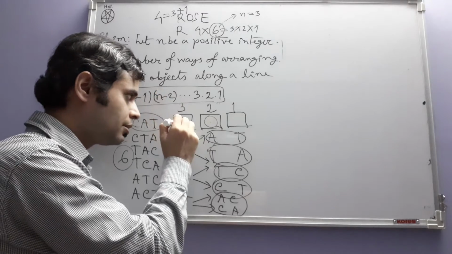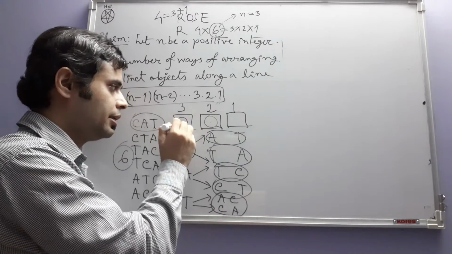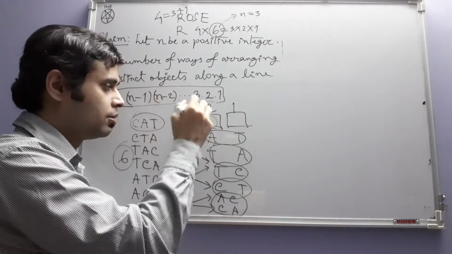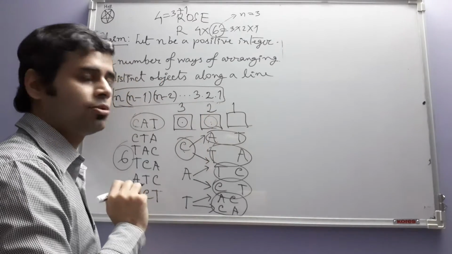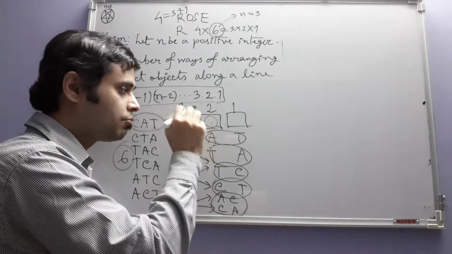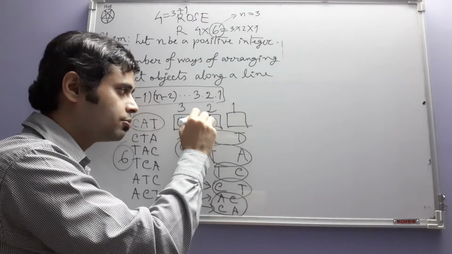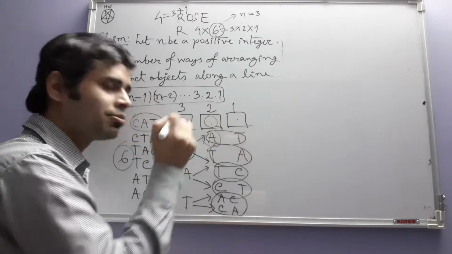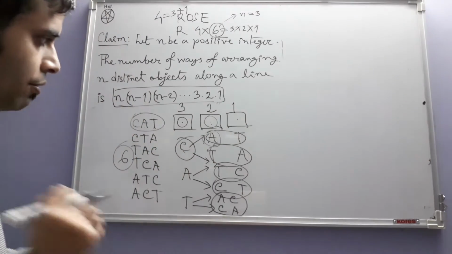Once I have chosen one such thing out of these three possibilities, then I am left with two. That two is available for this place. And then once I have chosen one out of those two, I have only one possibility remaining. Now look at this.